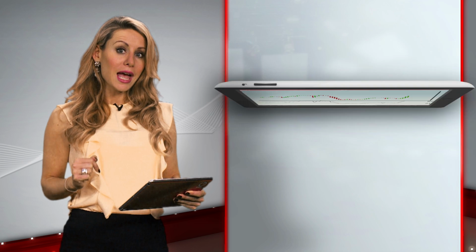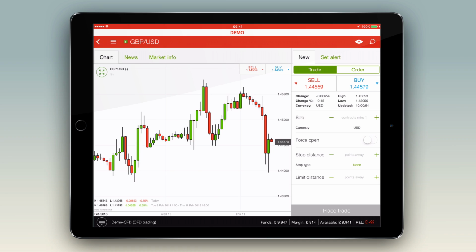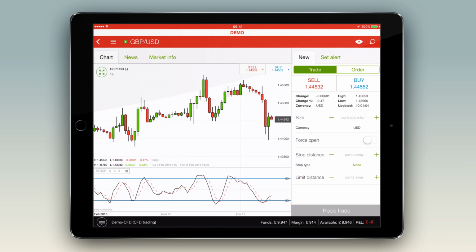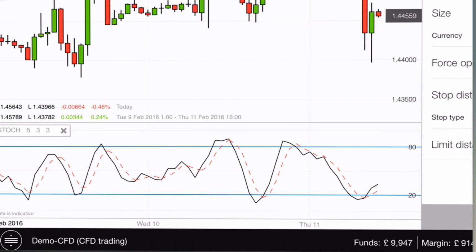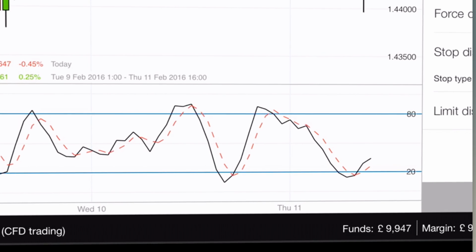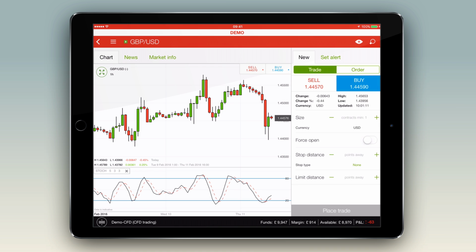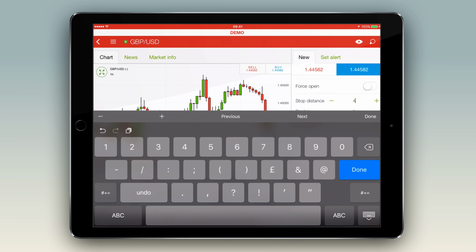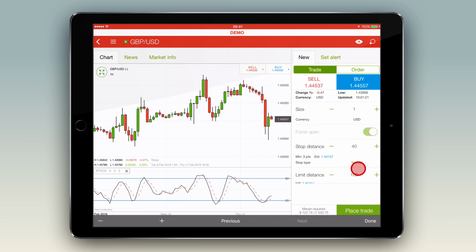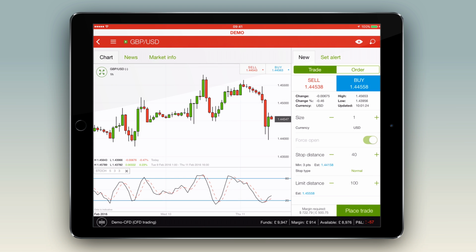So let's have a look at the pound against the US dollar. Having opened our chart of the sterling US dollar, we can see that we want to add the stochastic indicator. We do this by tapping the chart and then selecting the stochastic. We can see that the indicator went below 20, indicating a potentially oversold market, but then began to turn higher. Because of this moving indicator, we decided to buy the pound against the US dollar. We bought one contract with a stop 40 points away at around 14425 and a limit of 100 points away at 14564.